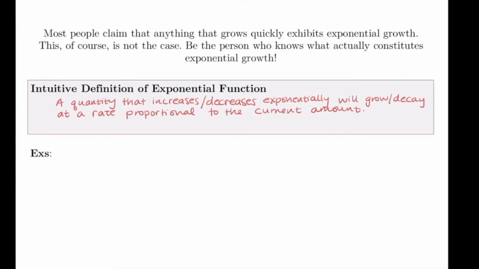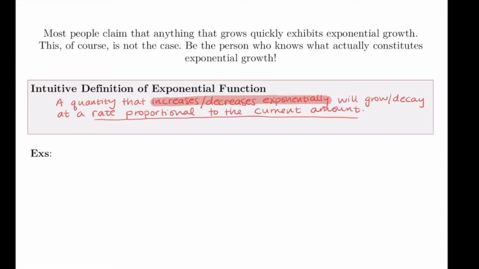What we mean when we say that a quantity, or an amount of something, increases or decreases exponentially, right? That's what we're trying to intuitively define here. This means that it will grow or decay, and here are the keywords, at a rate that is proportional to the current amount. So what the heck does that mean?